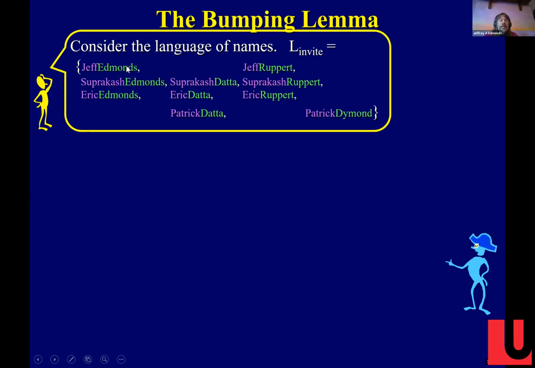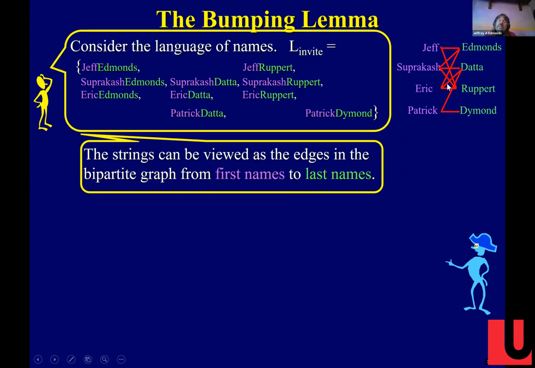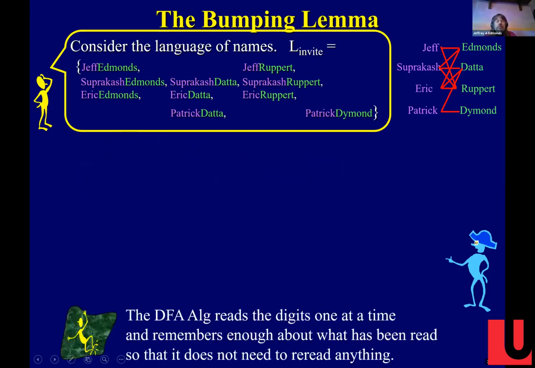So let's see, Jeff Data is missing. So if the input is Jeff Data, the machine should say no. Here I just formed a little bipartite graph. There's a first name and a last name, and I put an edge between them if it's a good name. So there's an edge here: Jeff Edmonds is a name. But Jeff Data, I don't have an edge there, right? So Jeff Data is not a good name.